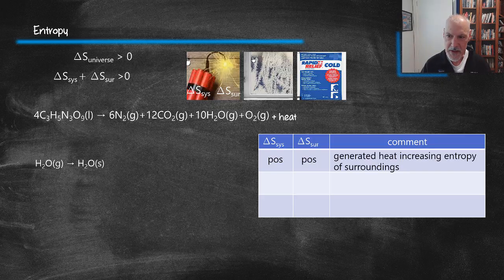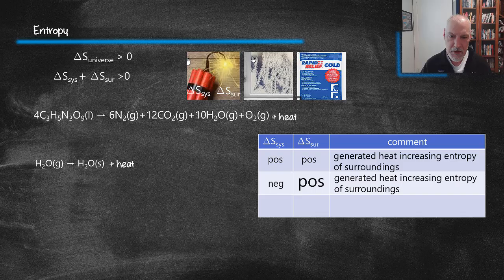Let's consider another reaction: H2O gas forming H2O solid. That's the formation of frost. In this case, our entropy is going down because we're going from a gas to no gas. So we can be sure that the entropy of the system is going down. But where is the heat term in this expression? Well, this change of state produces heat. The gas particles have to lose energy to their surroundings. This then results, as before, in increasing the entropy of the surroundings.